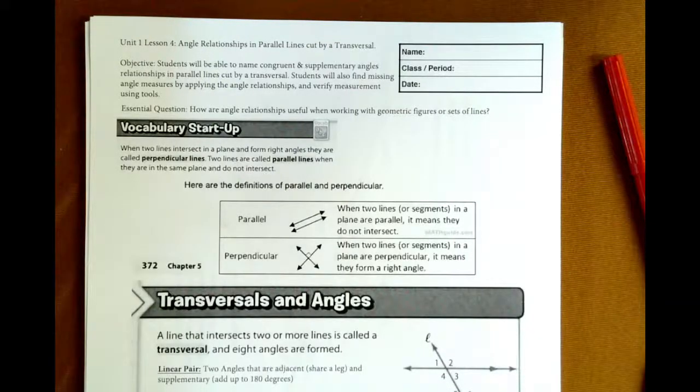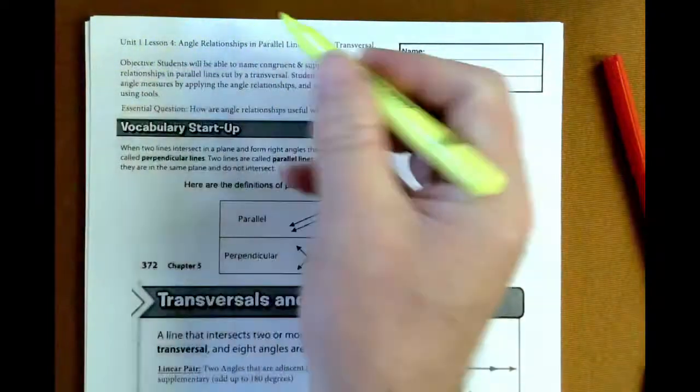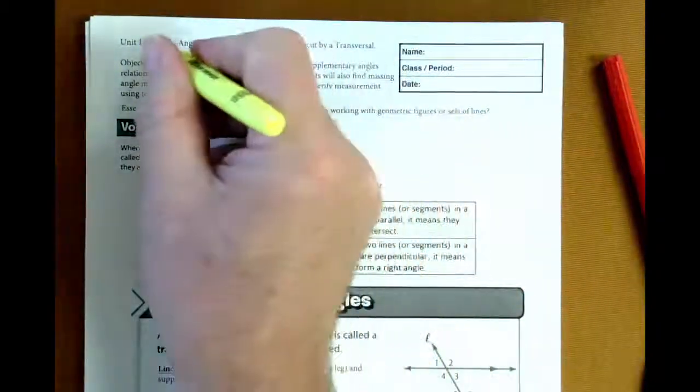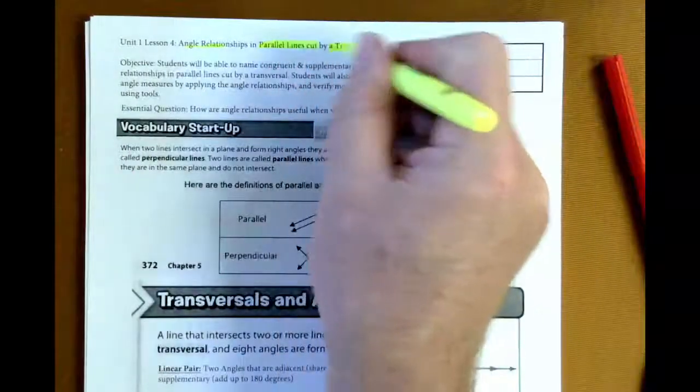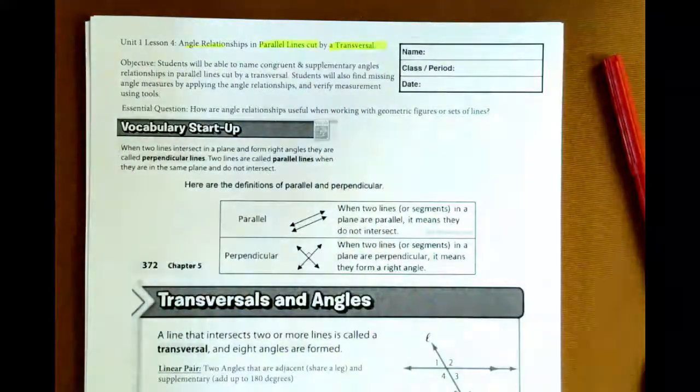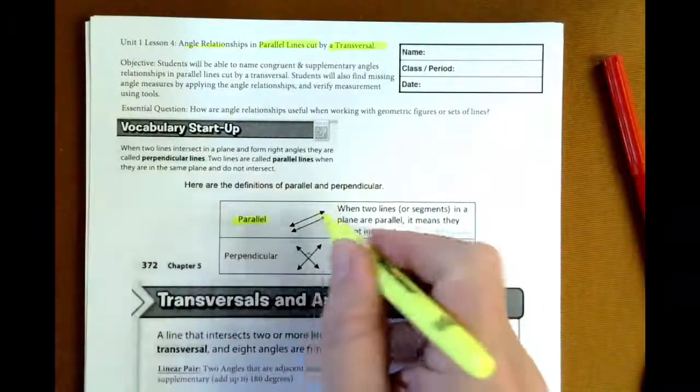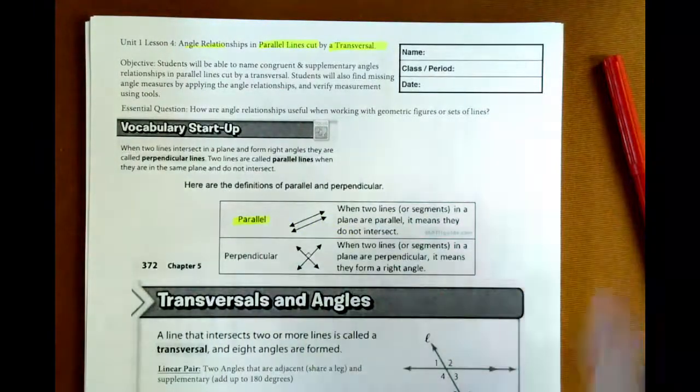We are here today at Unit 1, Lesson 4. This is angle relationships, in a special case where parallel lines are cut by a transversal. What is a parallel line? Well, parallel lines are two lines that never intersect.